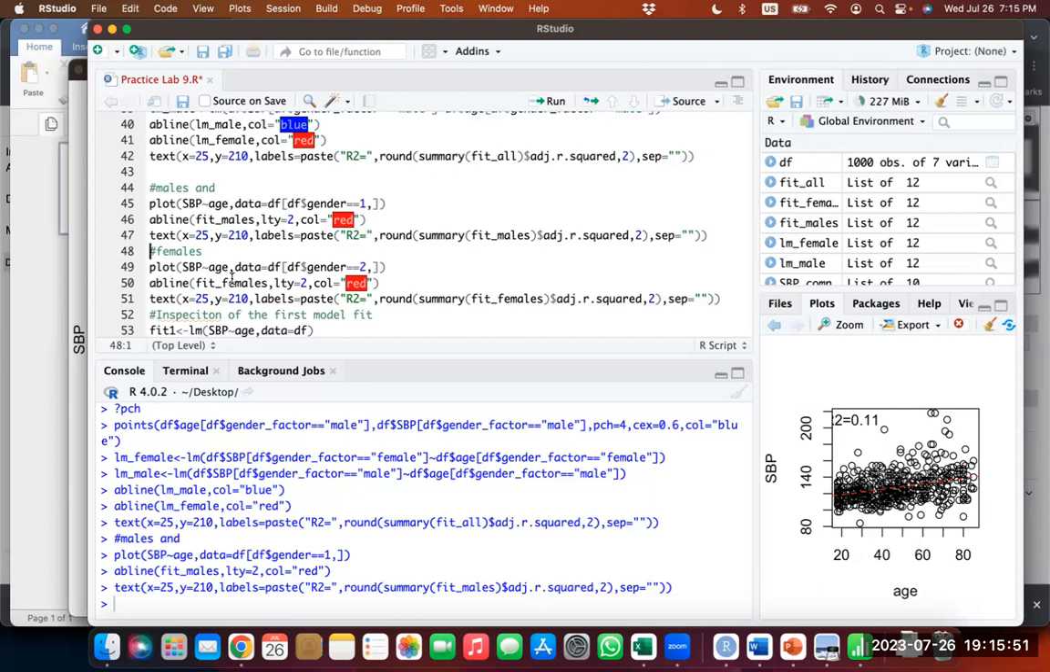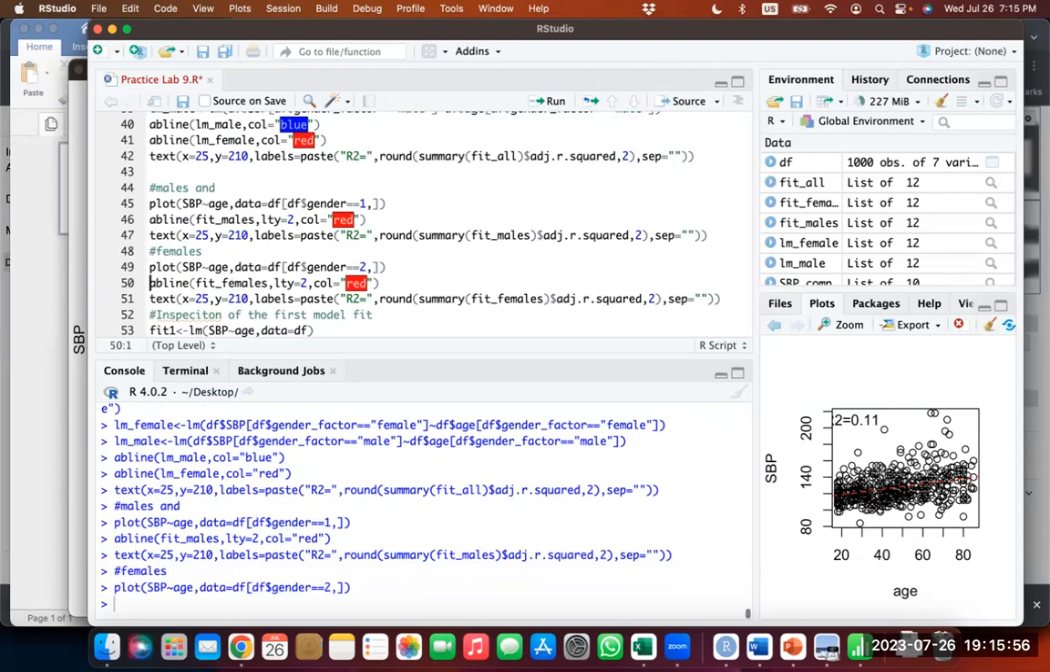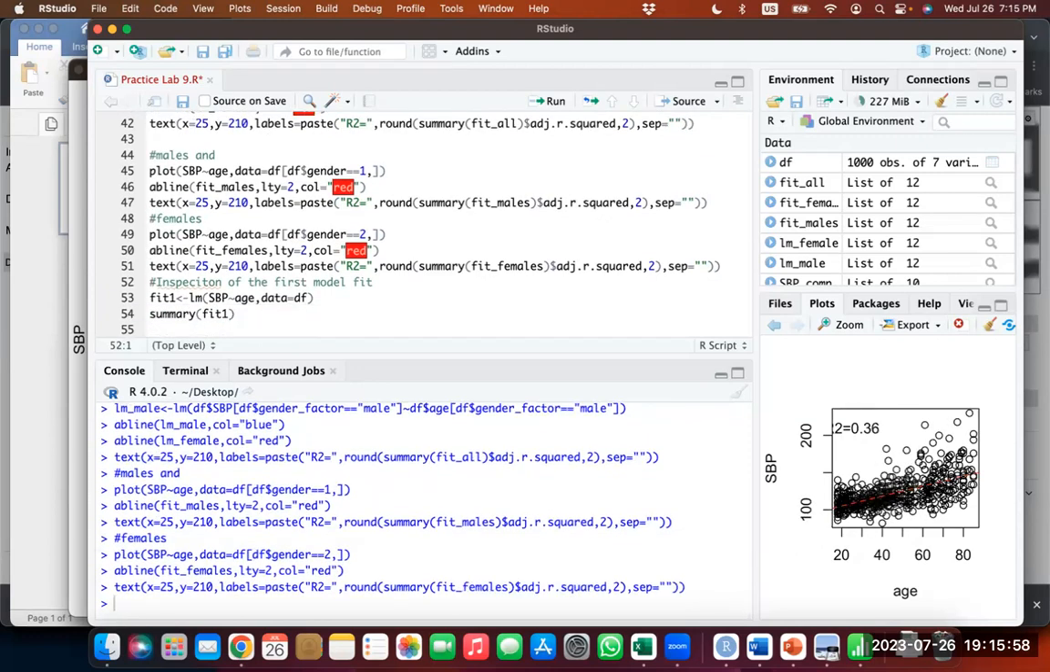Yeah, males. So in males, the association is 0.11. And in females, it's 0.36. So the association between age and blood pressure is actually stronger in women than it is in men, because men start off with higher blood pressure. Somewhere in this, that explanation.